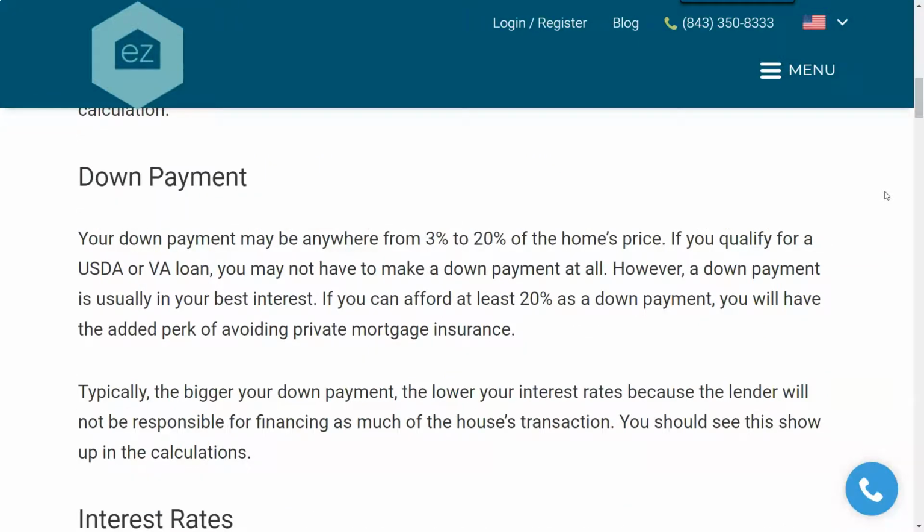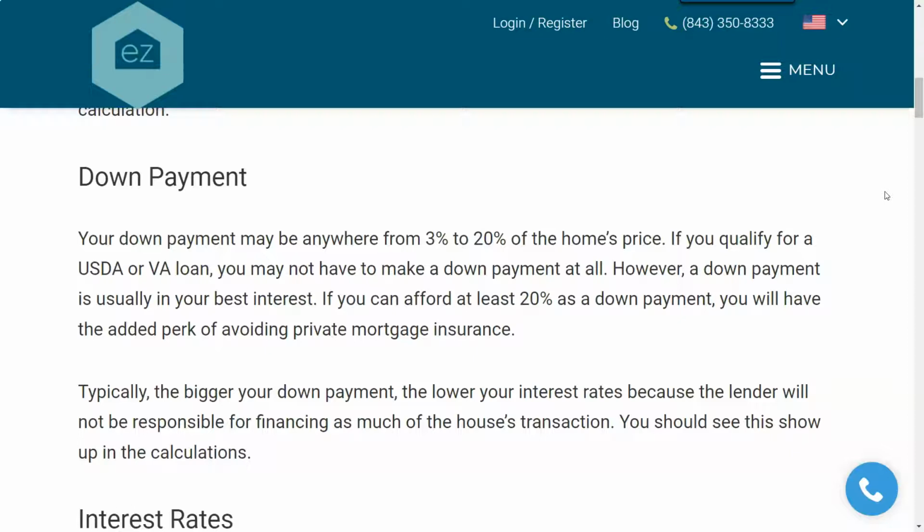And as you can see here, typically that down payment is going to be 3 to 20% of the home price. If you qualify for USDA, VA, or some special NACA program or credit union program that allows you no money down, then that is also an option. A down payment is usually in your best interest.